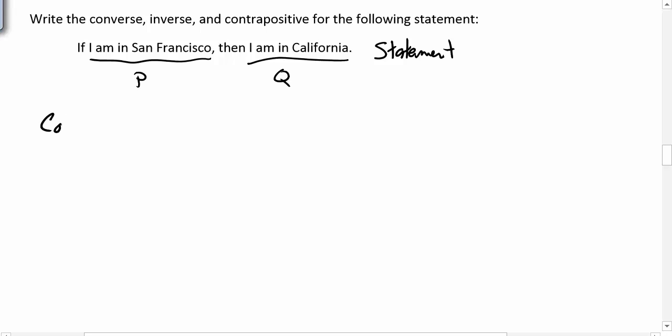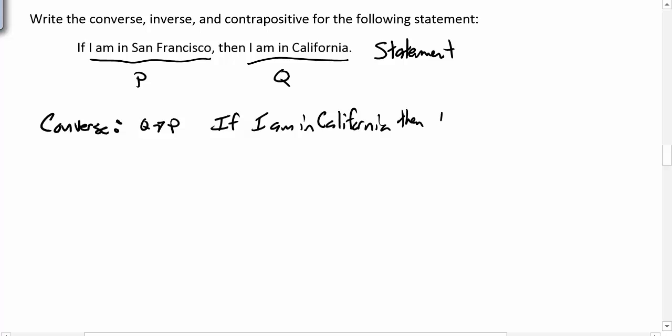So then our converse, again, our definition of converse is Q then P. So if I am in California, then I am in San Francisco. Okay, that's our converse of the original statement.